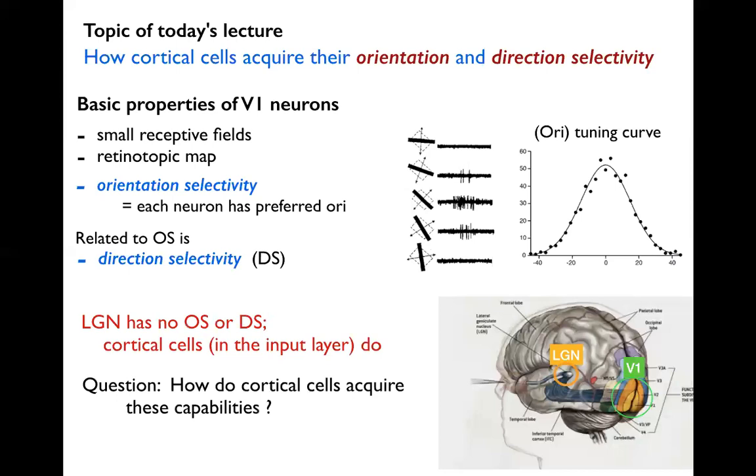The main thing to know here is that LGN has no orientation selectivity or direction selectivity, but the cortical cells, even in the input layers, already do. The layer that I'm going to talk about is the input layer, the layer that receives direct information from LGN. There is absolutely nothing between LGN and V1. The cells in one synapse go there, and these properties are not there in LGN, but they are there in cortex. So what I'd like to do is to explain how cortex acquires these capabilities.